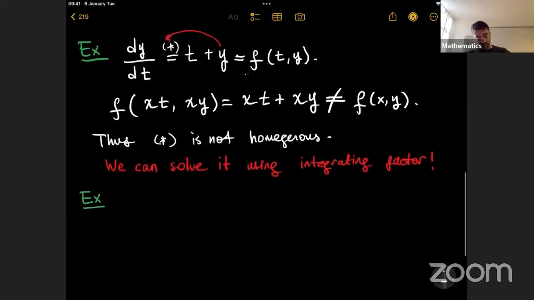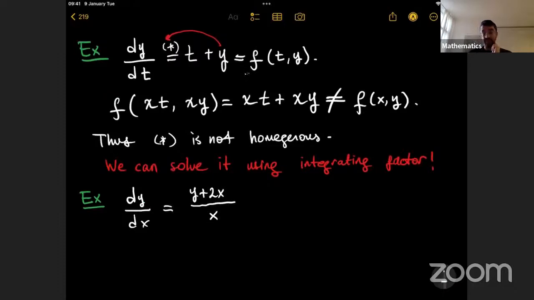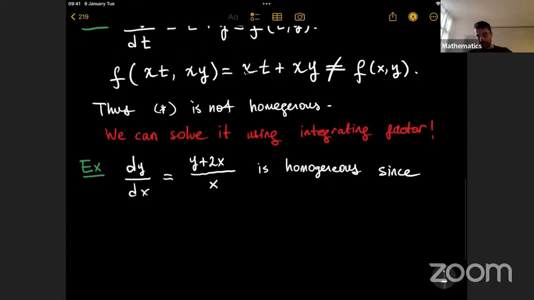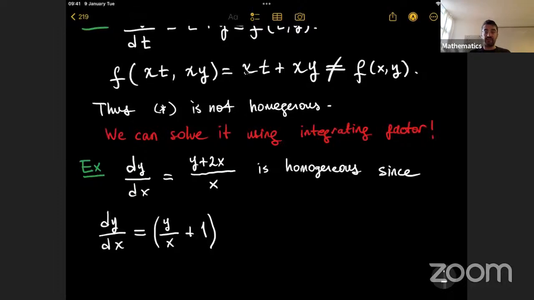Well, let's look at this one, dy dx is equal to y plus 2x over x. Now, is it homogeneous? Well, this is homogeneous because you can write this as y over x plus 2x over x, which is 2. So you see here, this is a function of y over x. If I say y over x is, for instance, v, it is v plus 2.